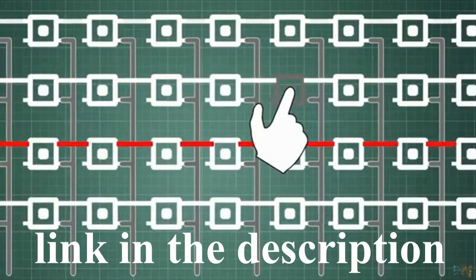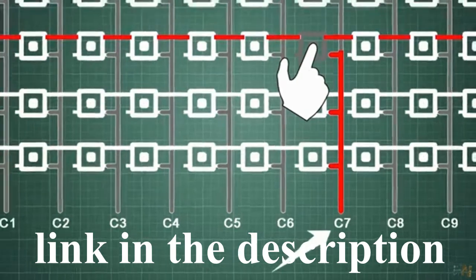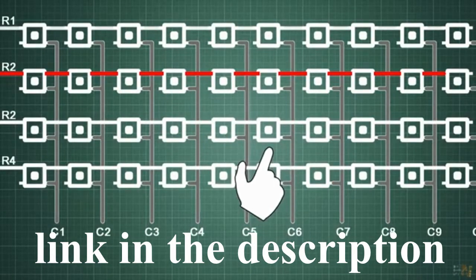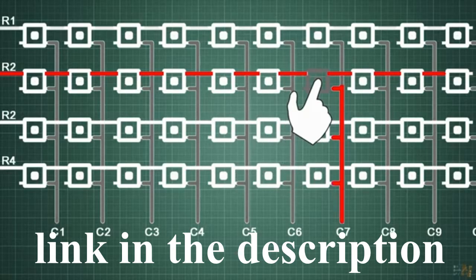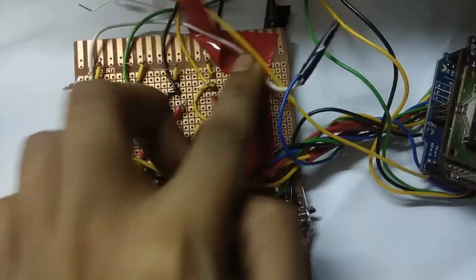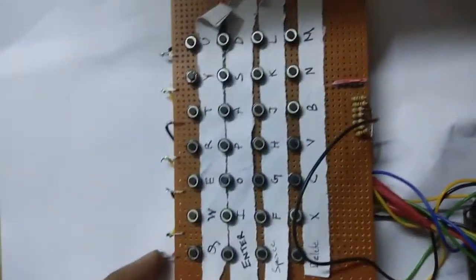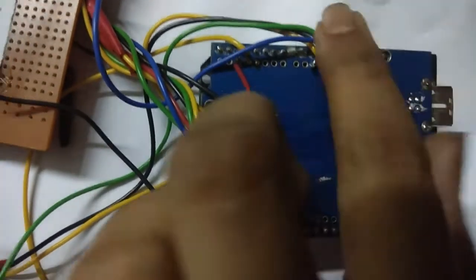So once it gets activated, the Arduino detects it and stores the value of that key pressed. So you can see here 4 rows and 7 columns. There is QWERTY and everything. It is soldered to an Arduino with a display. The programming is very easy.